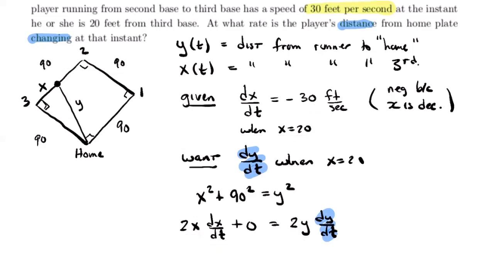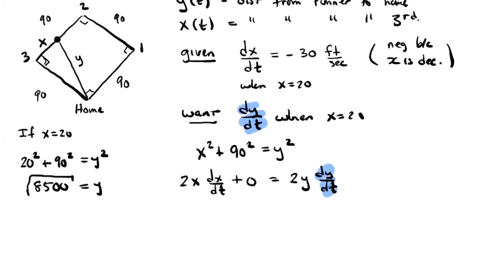Well, there we have to do a little bit of a side problem, because y is the third side of this right triangle. If x is 20, then the Pythagorean theorem will tell us what y is. So we have to do a little bit of side math over here. If x is 20, then we get 20 squared plus 90 squared is y squared, or 400 plus 8100 is y squared. So y is the square root, the positive square root because it's a distance, of 8500.